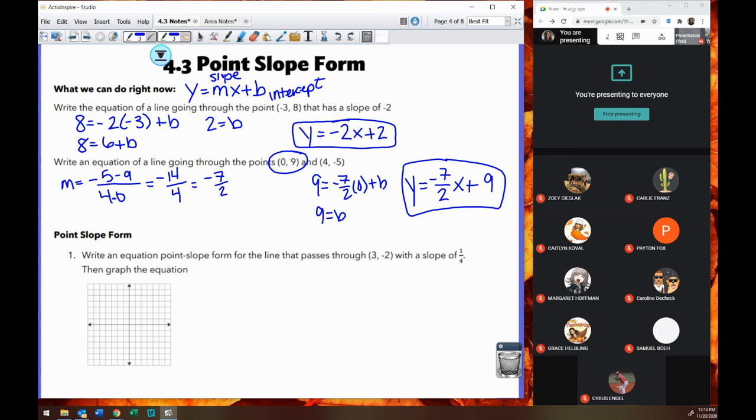Going into a new form, you good, Rose? I have a question. If you chose -5, what would happen? It would be the same thing. That's my y coordinate. So -5 equals -7 over 2 times 4 plus b. -7 over 2 times 4 is going to be what? -28 over 2, which is -14. So then you would add 14 to both sides. -5 plus 14 is still 9.